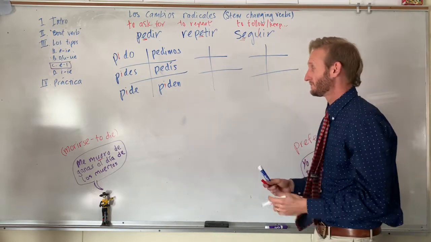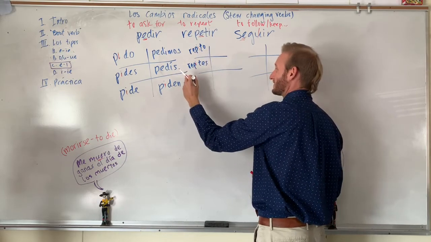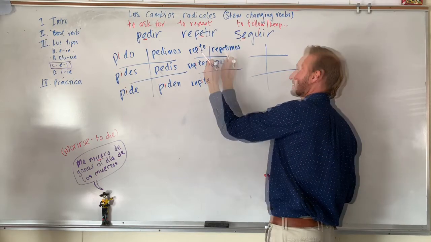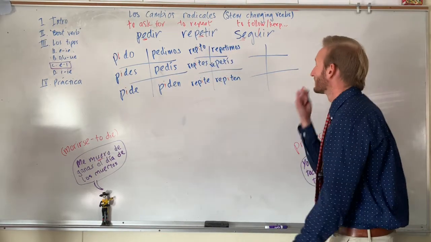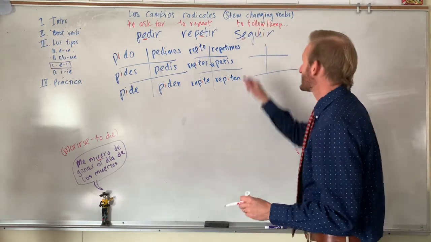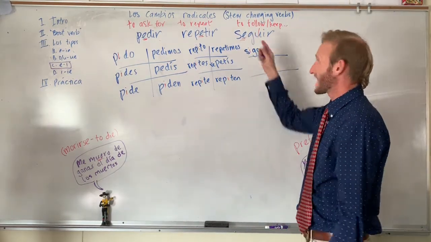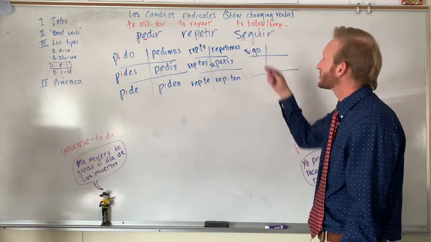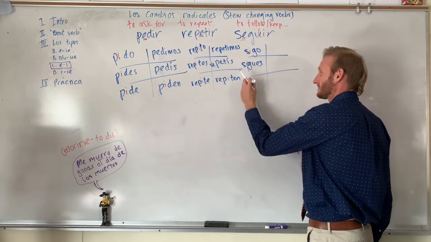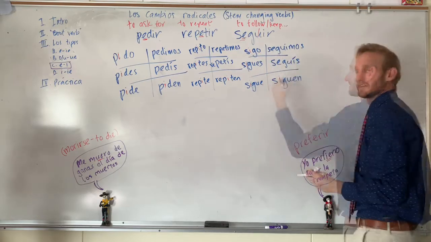Okay? To repeat. Repito, repites, repite, perdón. Repetimos, repetís, repiten. Finally, seguir. You got to be careful with this one, all right? Because you have to take into account this silent u. Sigo, there's no silent u. It's not sigo, no. Sigo, okay? But from there, you have to use the silent u. Sigues, sigue, seguimos, seguís, siguen.